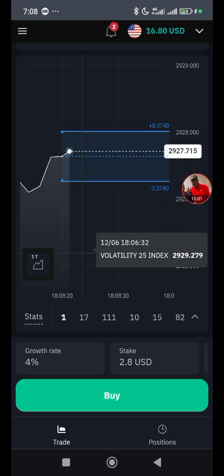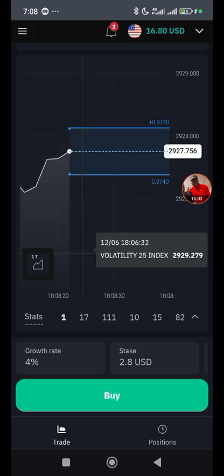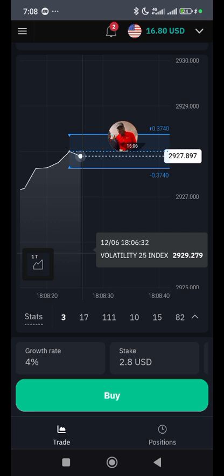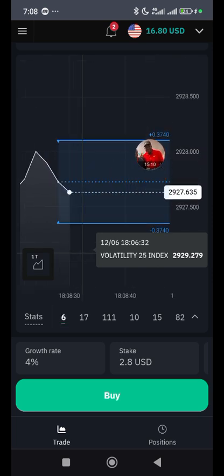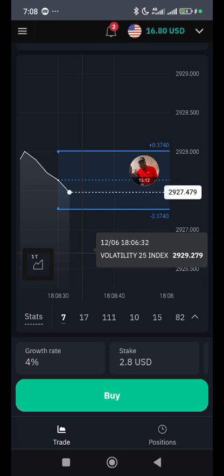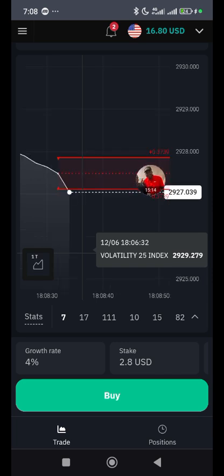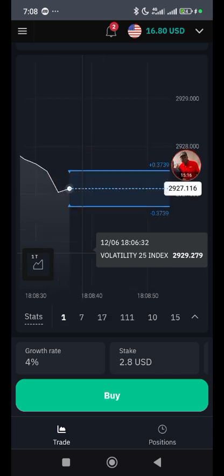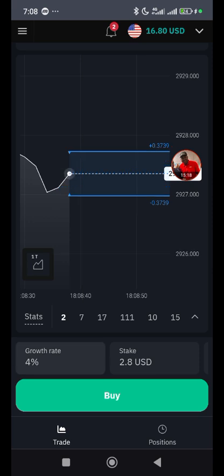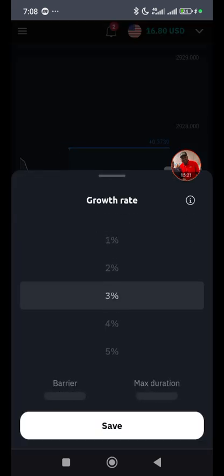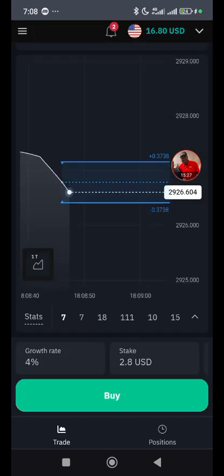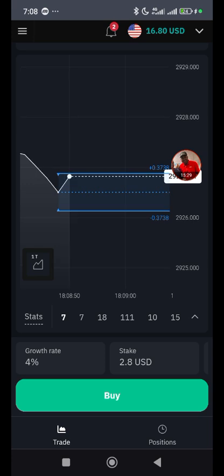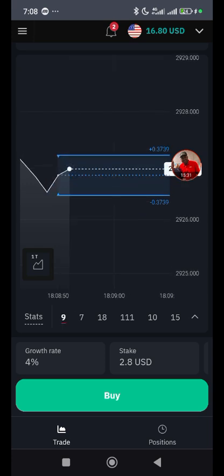I've already explained how accumulator works. All these barriers you are seeing are based on the growth rate, on the percentage you are supposed to receive. Now, if we change it to lesser, it's going to be more, and the statistics is going to change. If I change it to 1%, for instance, remember we saw it at 3 something. See, it's now 4.